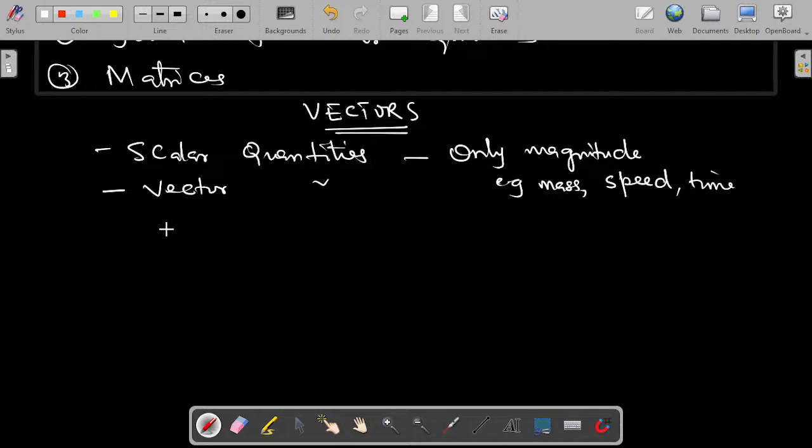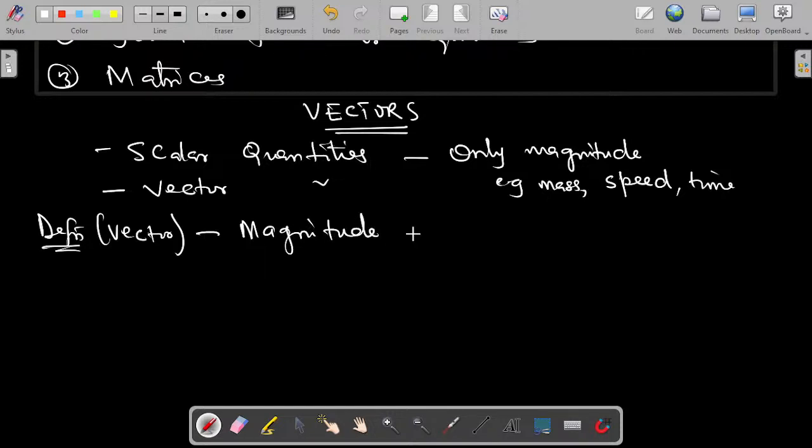What about vectors, which is where our interest is? So what is a vector quantity? From that preliminary knowledge, we know that a vector quantity is a quantity that has both magnitude and direction.